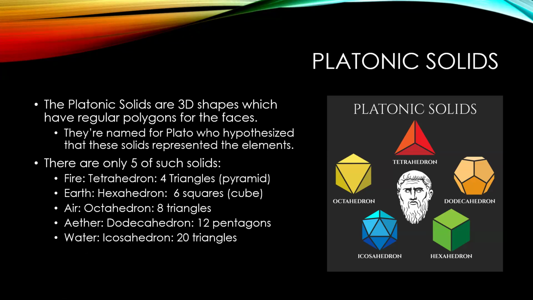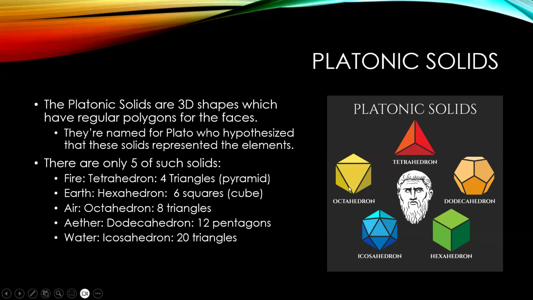Another big topic when we're talking about Euclidean shapes is the Platonic solids. The Platonic solids are 3D shapes which have regular polygons for the faces. They're named for Plato, who hypothesized that these solids represented the elements. Whether they are representing the elements or not, I will leave that to you. We have the tetrahedron, which has 4 triangles and represented fire. We have the hexahedron, also known as the cube, which has 6 squares. It represented earth.